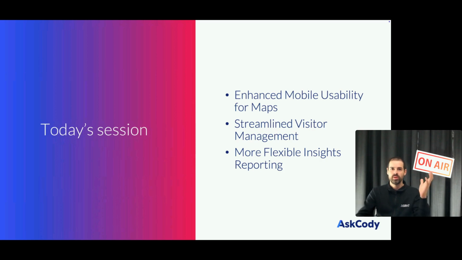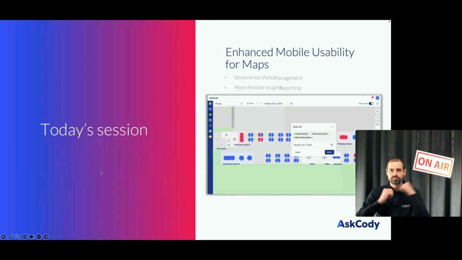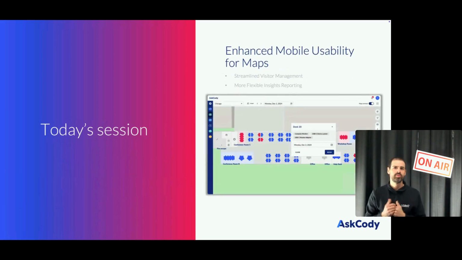So first up, we've made AskCody Maps even better for mobile users. Now imagine you're moving between floors in a large office or arriving at work and need to quickly find and book a workspace. This new enhancement lets you tap on a resource, whether it's a desk, room, or workspace, and instantly see all the details and booking options in a clear, full-screen format optimized for mobile screens. Let me show you. Let's jump into mobile right here.